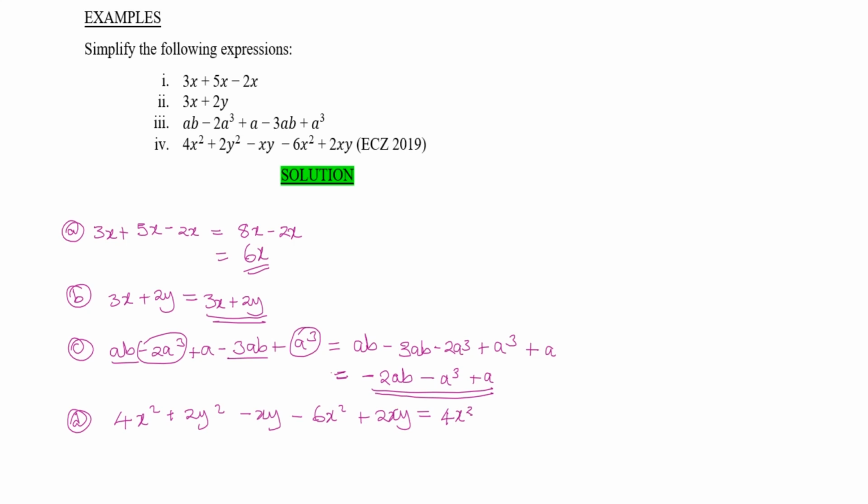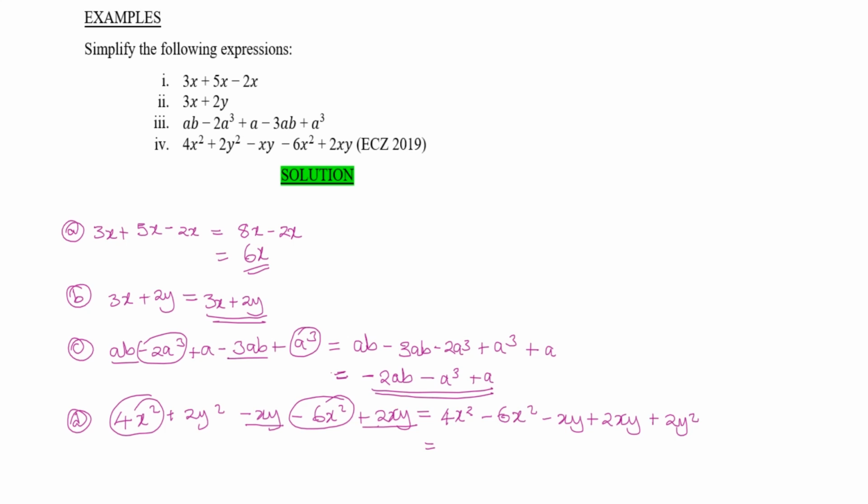So the like terms, we have 4x squared, which has got a like term which is minus 6x squared, so we'll say minus 6x squared. Then we can get the minus xy. The like term there is a positive 2xy, so we'll say plus 2xy. Then we have remained with one term, which is 2y squared.